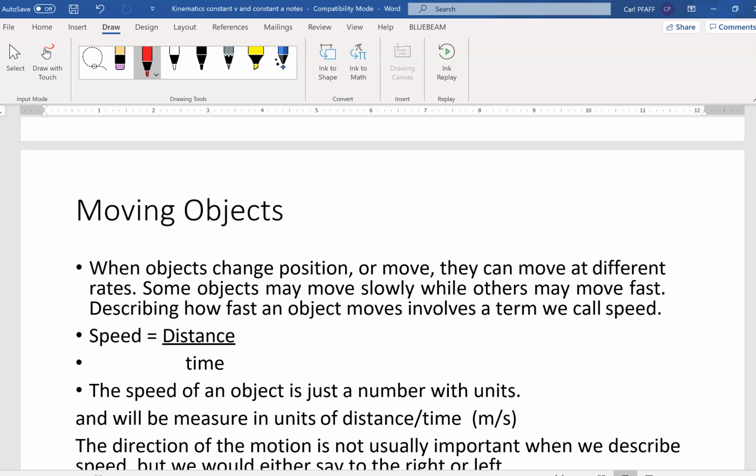When something moves or changes position, it can move at different speeds. It can cover a different amount of distance each second. That ratio of distance to the time that it travels is called speed. Speed is just a number with units attached to it. So if we cover 3 meters every second, that would be a speed of 3 meters per second.